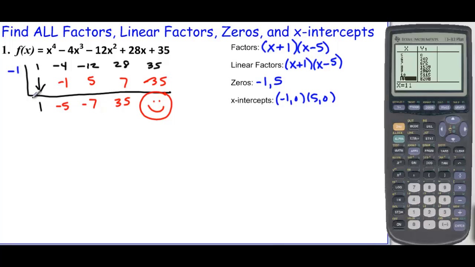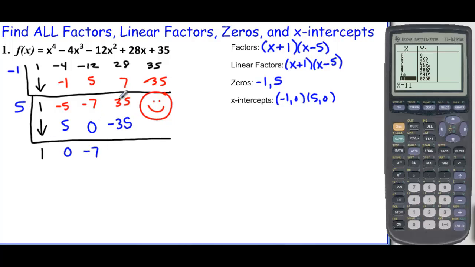So now that I have this, I'm going to just draw my synthetic box again, but now I'm going to use 5 as my 0. So I'm going to drop down my lead number, my 1, and then I'm going to multiply through again. Let's use a different color. So 5 times 1 is 5. Add, I get 0. 5 times 0 is 0. Add, I get -7. 5 times -7 is -35. And when I add that, I get a remainder of 0.